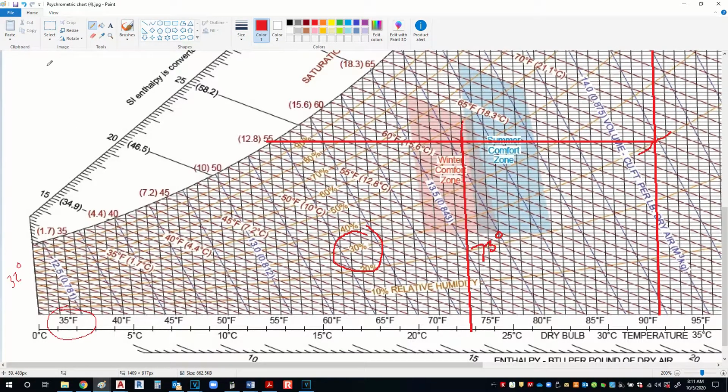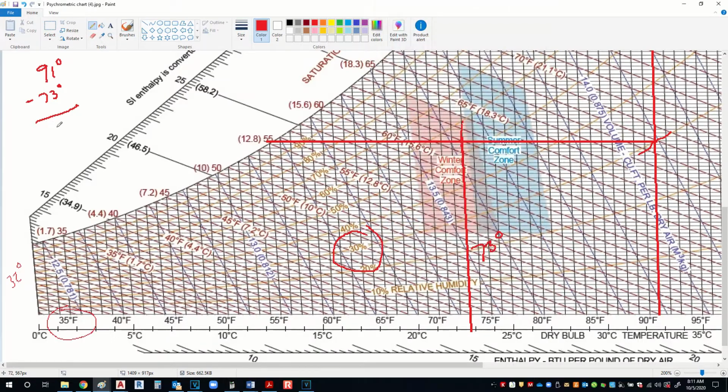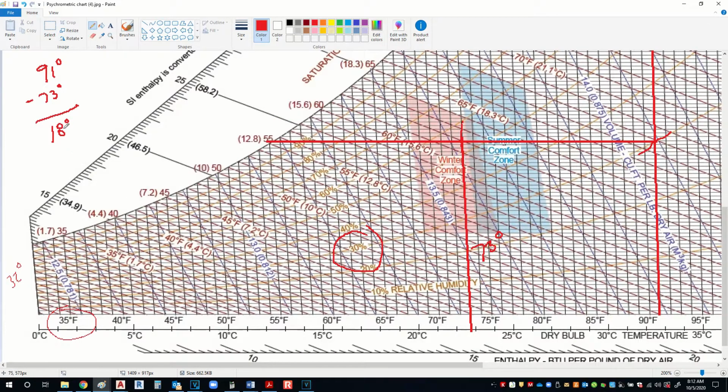All right, we started out at 91 and we're cooling to 73. And I'm going to cheat and use a calculator. I don't have enough toes to do this. All right, so the answer to our question here is 18 degrees. How many degrees can we cool a room and still remain in the summer comfort zone? All right, and the answer is 18 degrees.